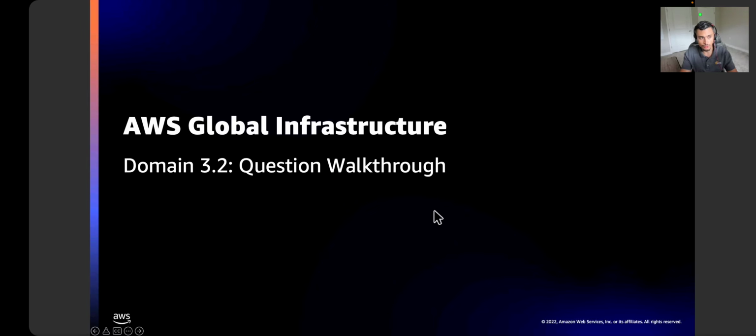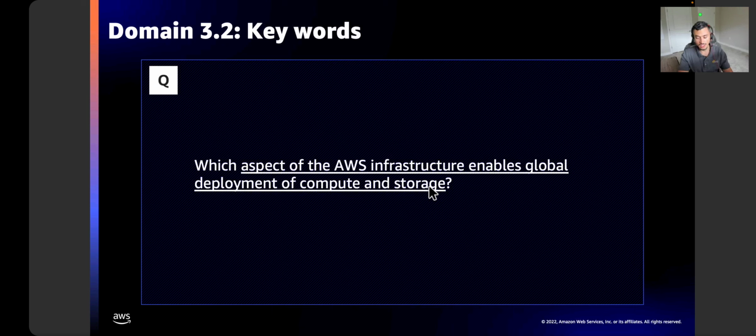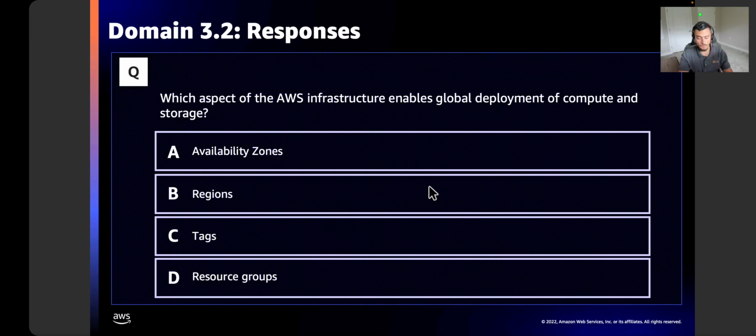So with that in mind, let's go through a question. Which aspect of the AWS infrastructure enables global deployment of compute and storage? So with that in mind, let's extract the keywords here. We're looking for one of the AWS infrastructure components that enables global deployment of compute and storage, right? So again, feel free to just answer this in your head, right? Of course, if you have any questions, make sure you note them in the chat. Any questions about the questions that we go through, right?